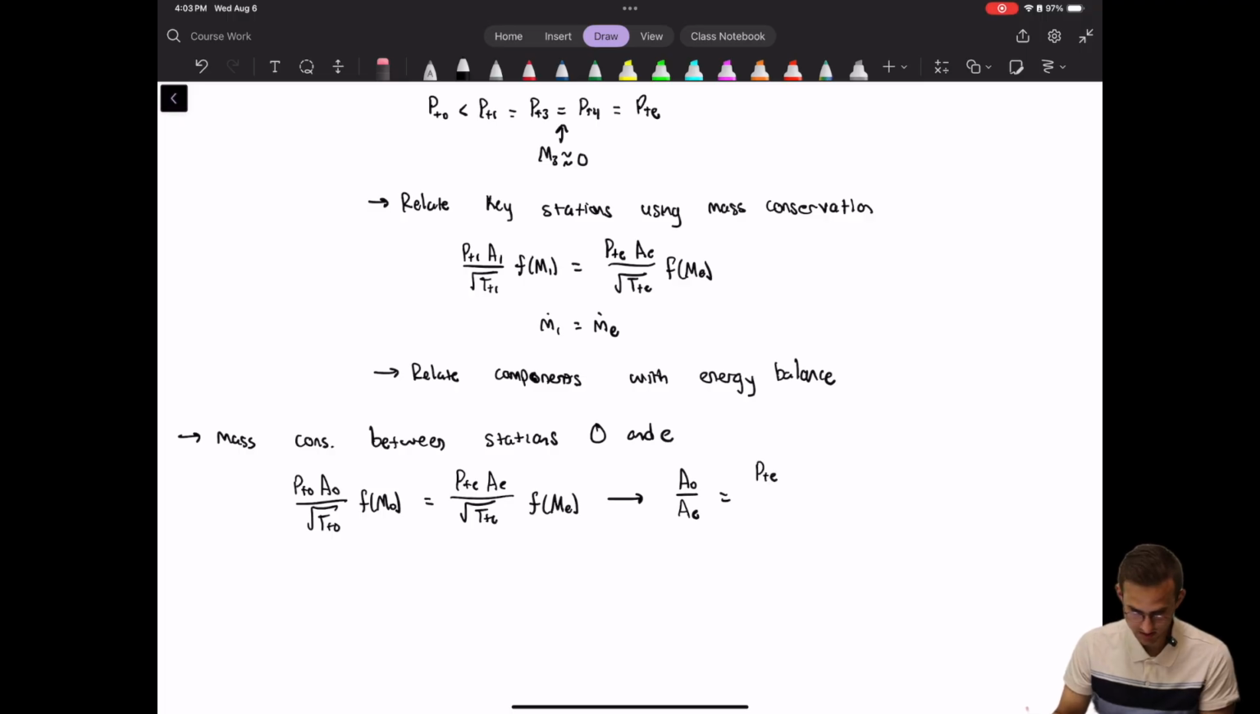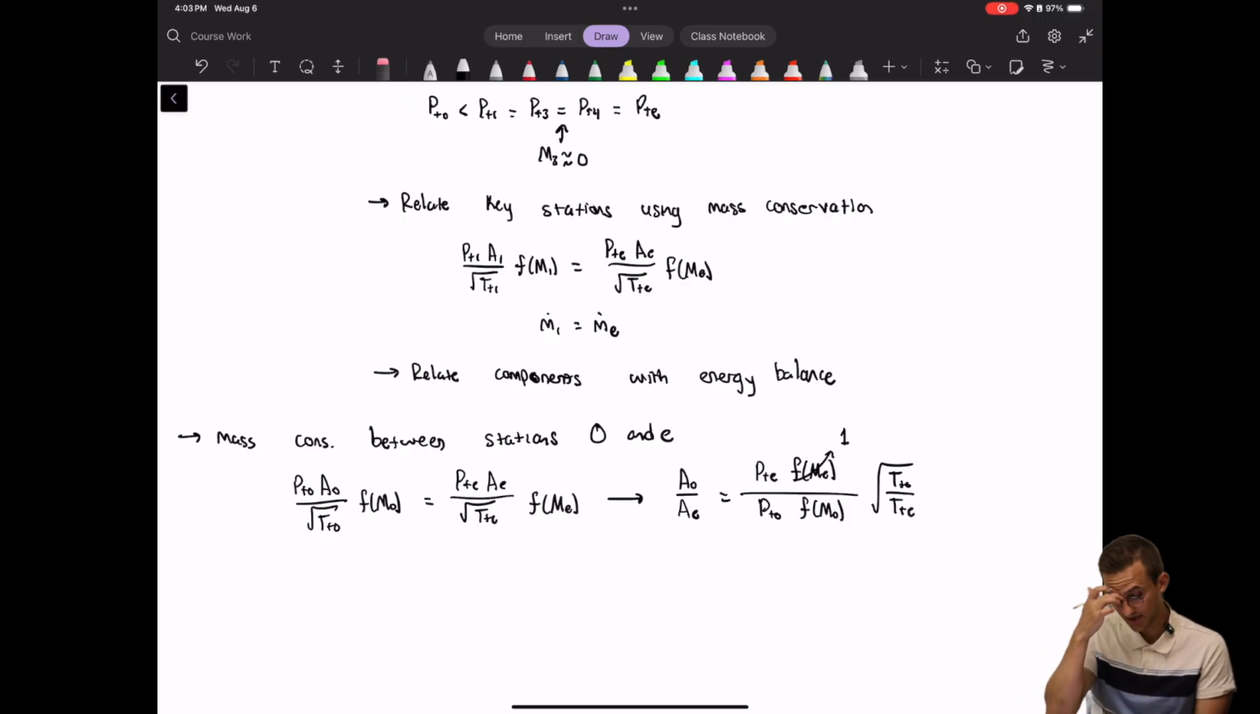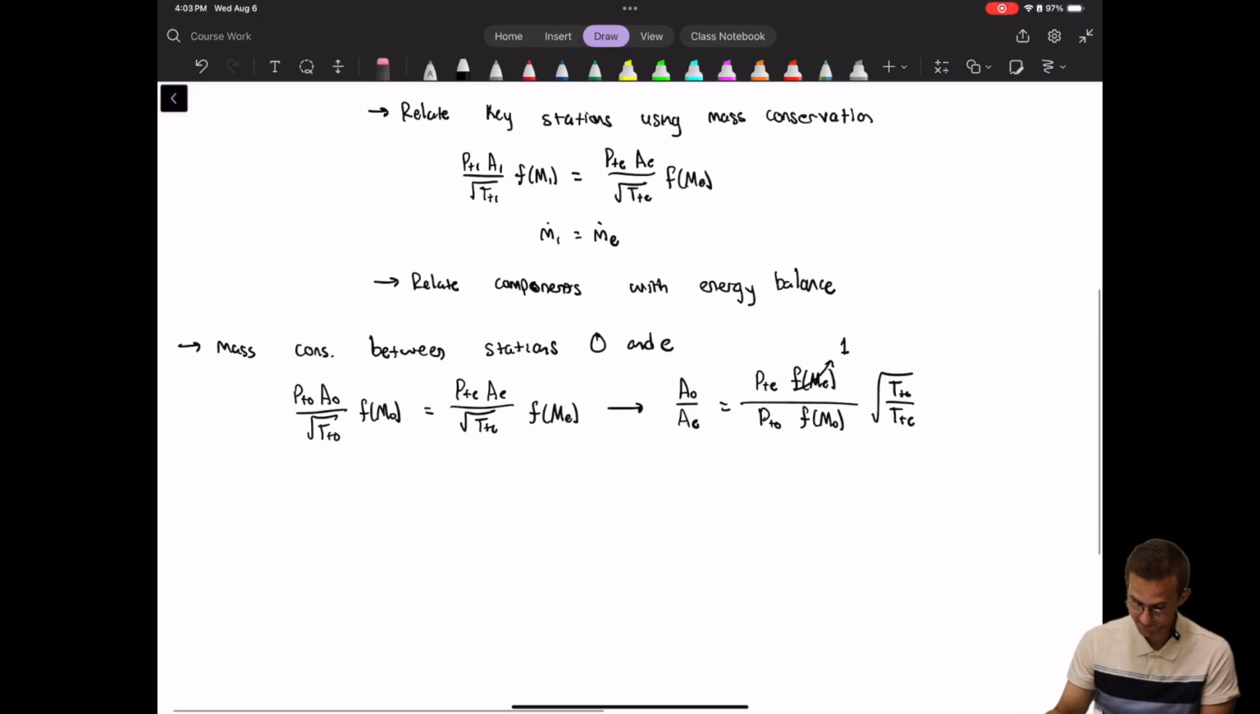And we have PTE times F of ME, which we know that ME is equal to 1, right? That's one of the givens. So F of ME, which is equal to A over A star, is equal to 1 itself, right? Then we have PT naught times F of M naught in the denominator. And then we have this multiplied by this quotient TT naught over TTE. Okay, so now we can actually hunt down a lot of these values.